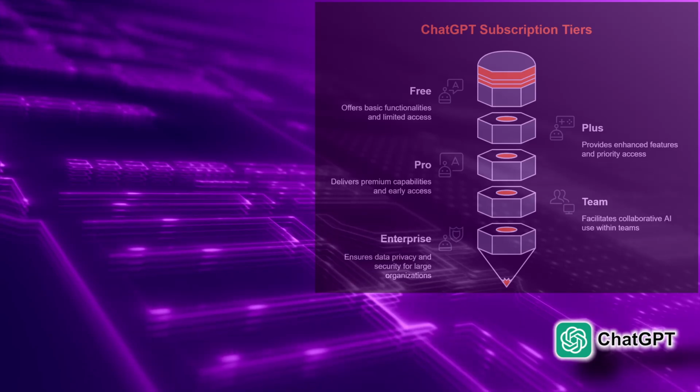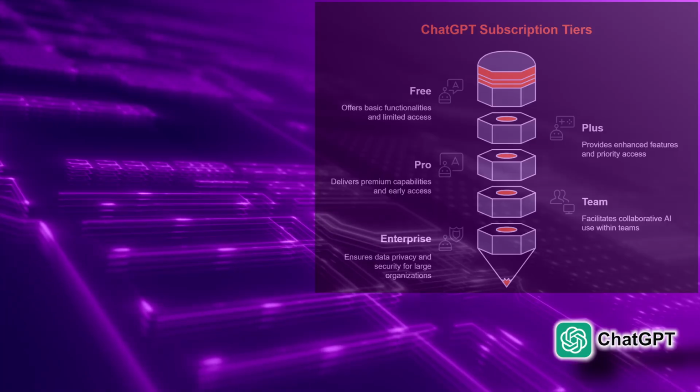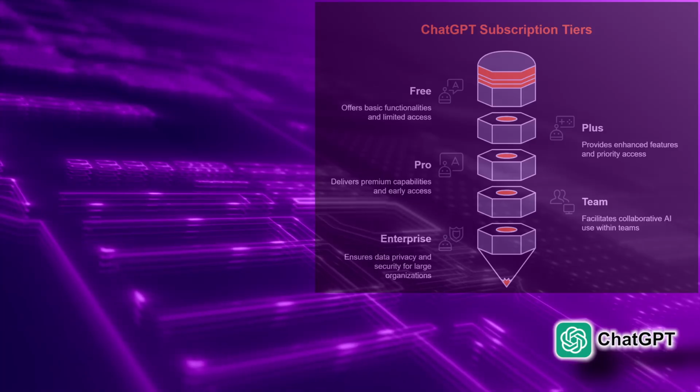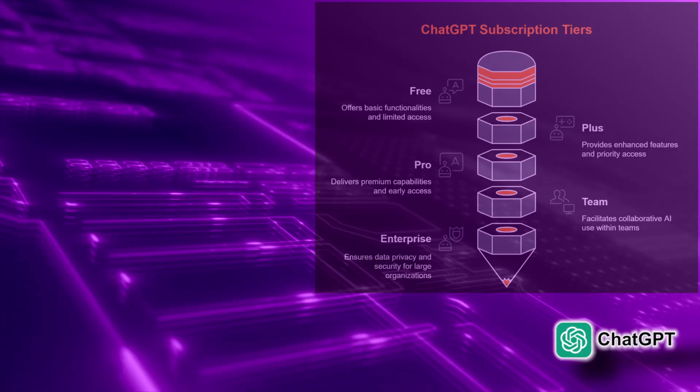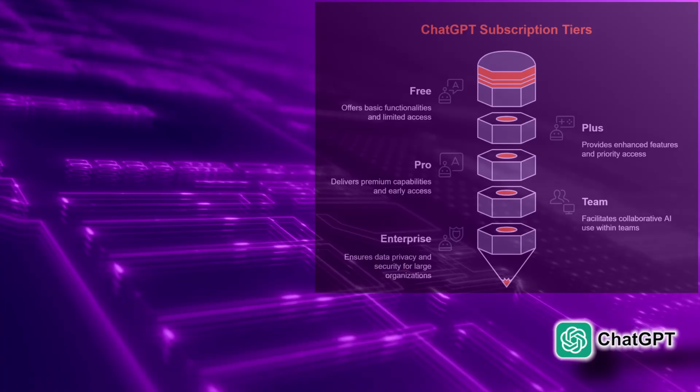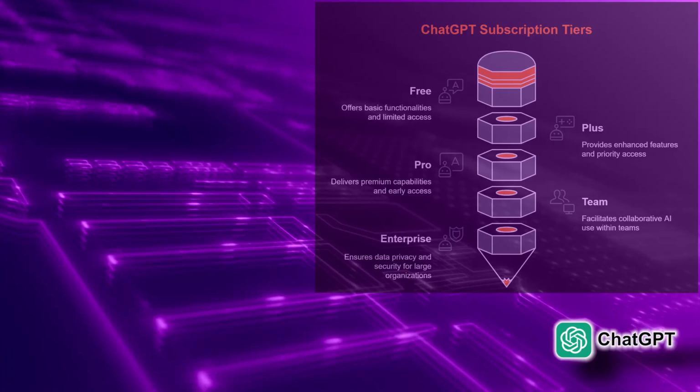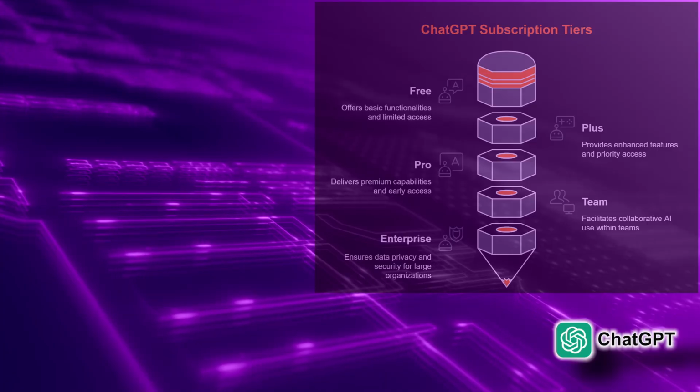Enterprise plans emphasize data privacy. Conversation data from enterprise accounts isn't used to train OpenAI's models by default, addressing a key concern for companies handling sensitive information. These plans also feature enhanced security, compliance tools, and dedicated support. Government agencies and major corporations have adopted ChatGPT Enterprise to safely implement AI assistants across their workforces.